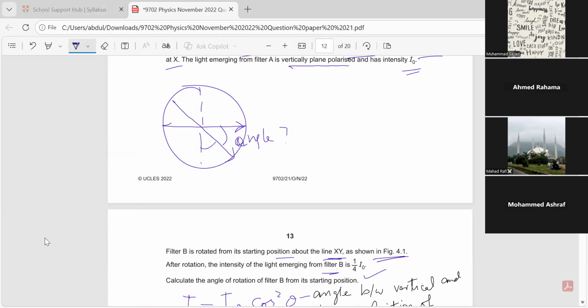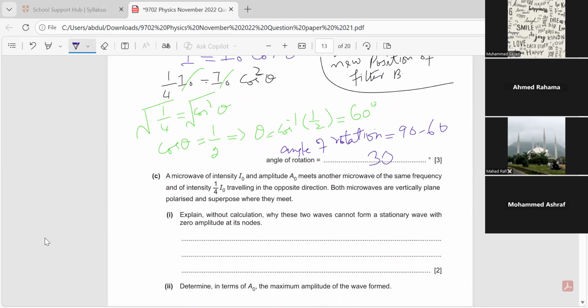Now we calculated theta by Malus's law. That Malus's law gives the angle between the vertical and the new position of B. They want the angle between the previous and the new position of this rotation. So this theta we calculated, that came to be 60. So see, this angle is total 90. So angle of rotation will be 90 minus 60. That's why we are going to calculate what? 30 degrees. We got the answer 30 degrees. Now, what is next? That is, I think, a simple one.